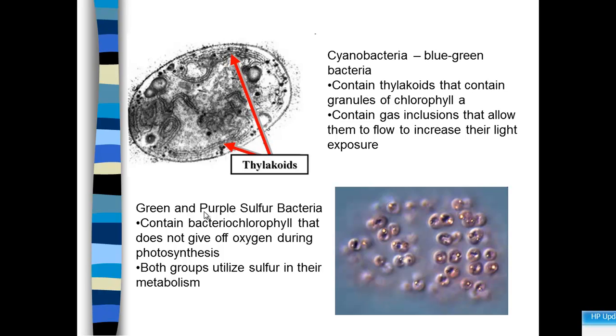There's green and purple sulfur bacteria. This is a type of photosynthesis that does not give off oxygen. It is, by definition, photosynthesis because it's producing a sugar. And this is an interesting set of bacteria because they utilize sulfur. Not only do they photosynthesize to make sugar and not oxygen, but they also use sulfur in their metabolism. So you can see little yellow dots where there are actually grains of sulfur within the bacteria.